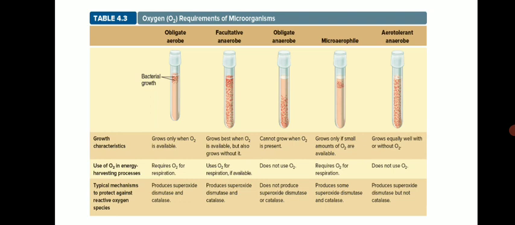Then microaerophiles, as the name suggests, require a very small amount of oxygen for their normal growth, and they require this oxygen for their normal respiration, and they produce some superoxide dismutase as well as catalase. Then aerotolerant anaerobes grow equally well with or without oxygen, and they do not use oxygen for their normal respiration, and they produce superoxide dismutase, but they do not produce catalase. So overall, these are the various categories of bacteria or microorganisms depending upon oxygen requirement for their growth.